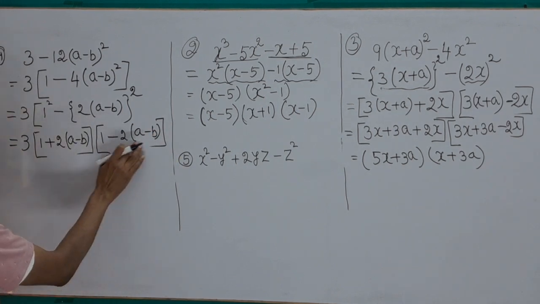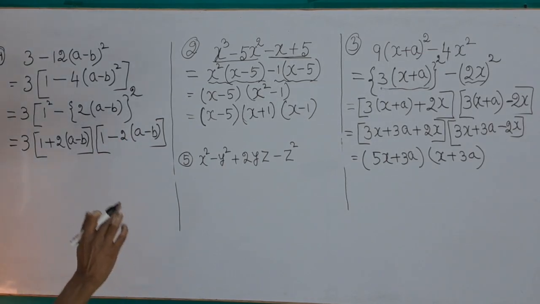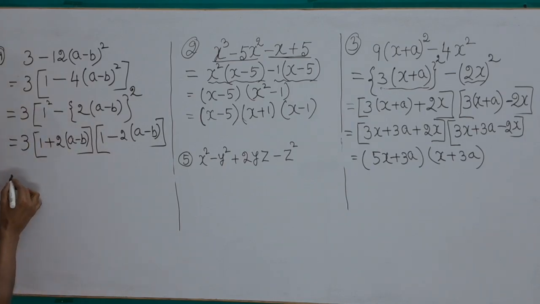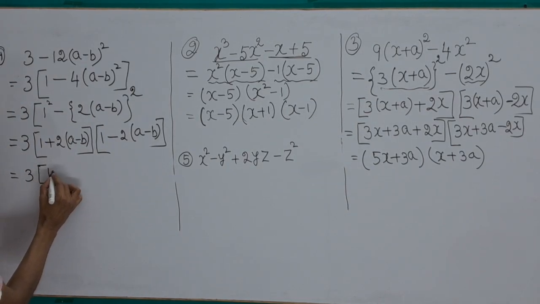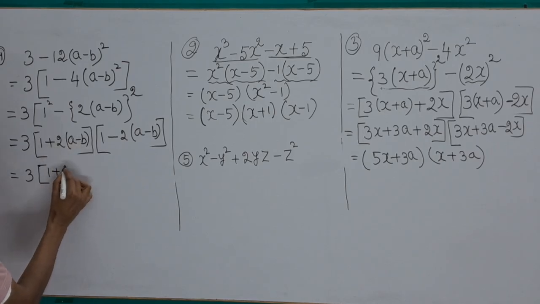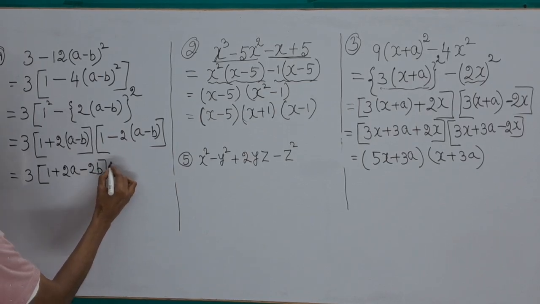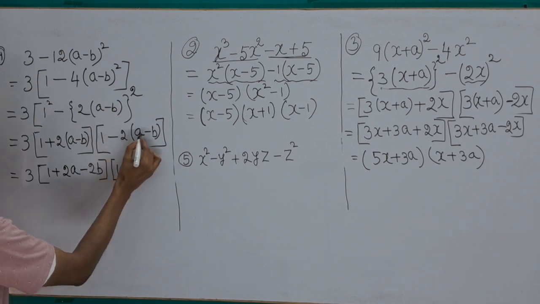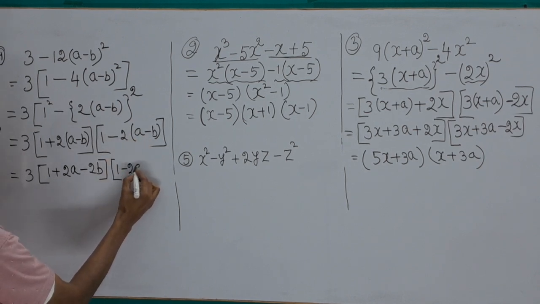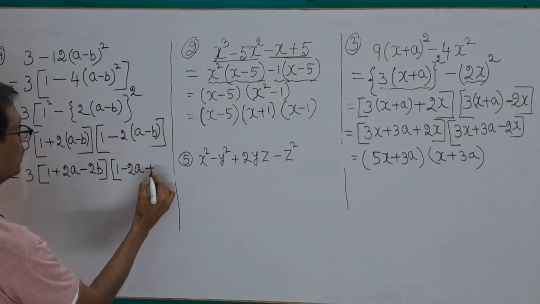Here you have to solve it nicely. Take care of the sign, otherwise your answer will be wrong. Now 3, and inside the bracket 1 plus 2 into 2a, plus into minus, minus 2 into b, which is minus 2b, and another factor will be 1 minus 2 into a, minus 2a, but minus into minus is plus, and plus 2b.